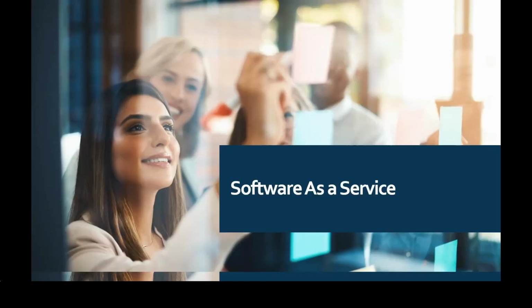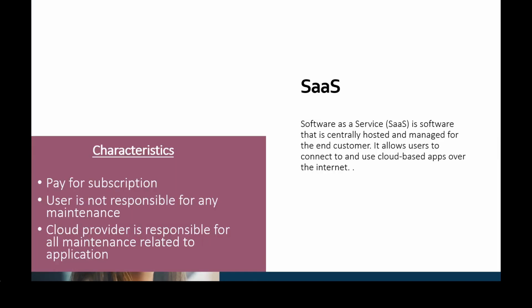Now let's talk about software as a service. Software as a service is software that is centrally hosted and managed for the end customer. It allows users to connect to and use cloud-based apps over the internet. It means being an end user, I need not do anything. I just choose the application I want to use and subscribe to it. That's it. It is typically licensed through a monthly or annual subscription, and Office 365 is an example of SaaS software.